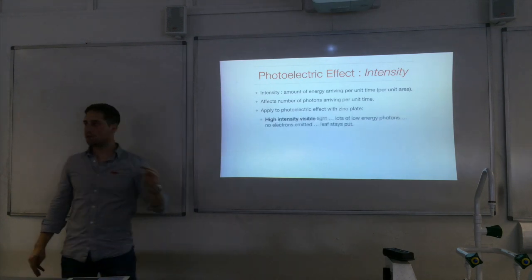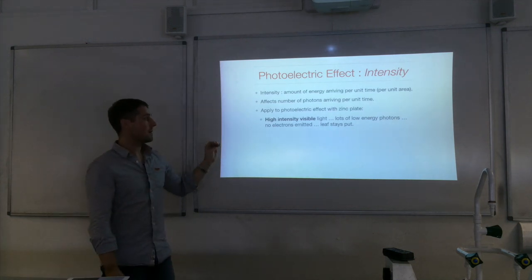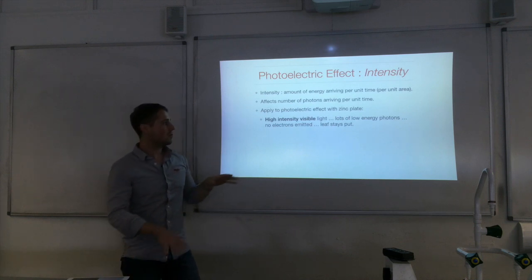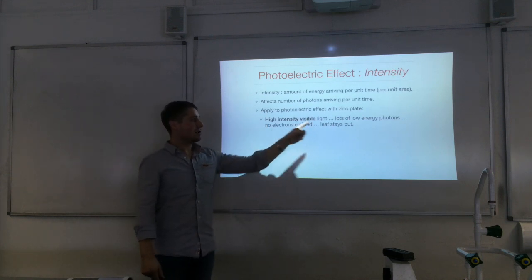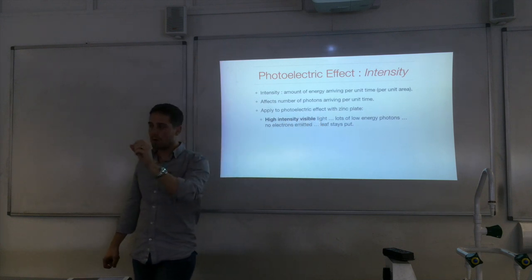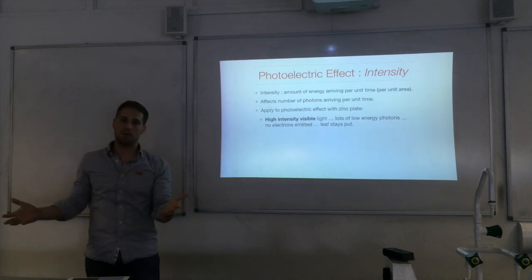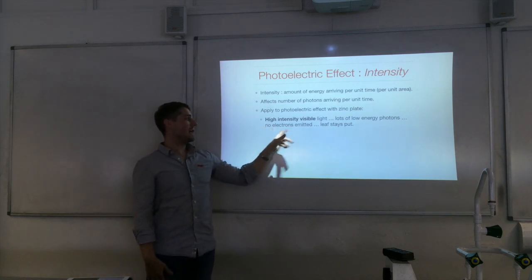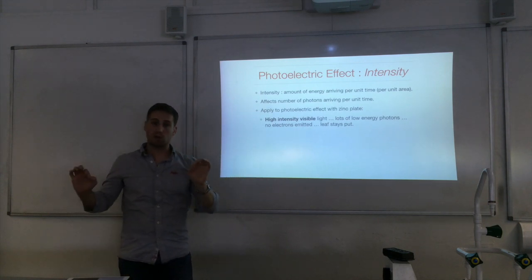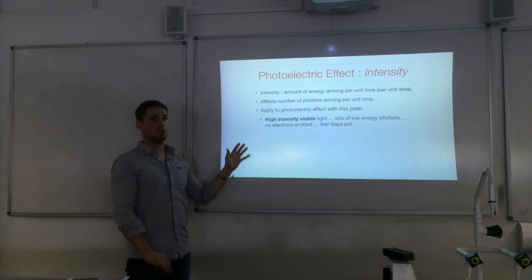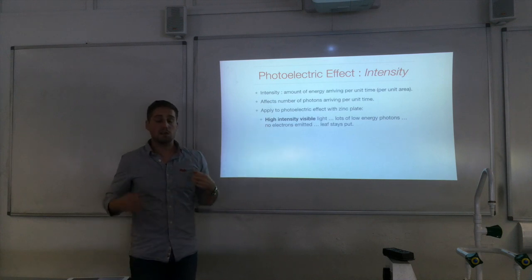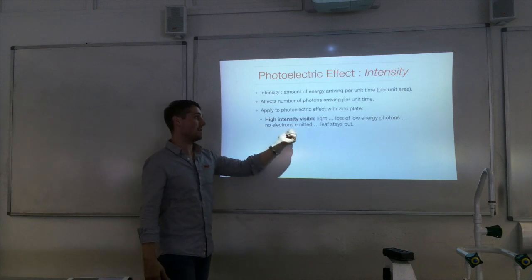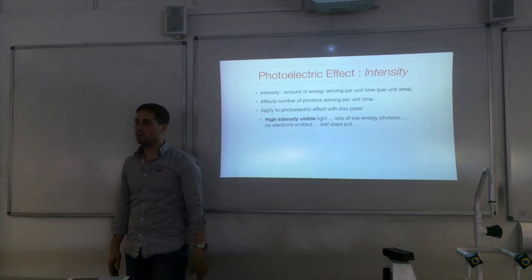If we have high intensity visible light, then we've got lots of low energy photons arriving. We've got loads of them arriving because visible photons have low energy, so to make up that total amount of energy, you need loads of them. No electrons will be emitted though, because the individual photons do not have enough energy to release electrons. It doesn't matter how many you have arriving, those electrons are never going to gain enough energy to escape. So that means your gold leaf is going to stay put. It's not going to do anything.